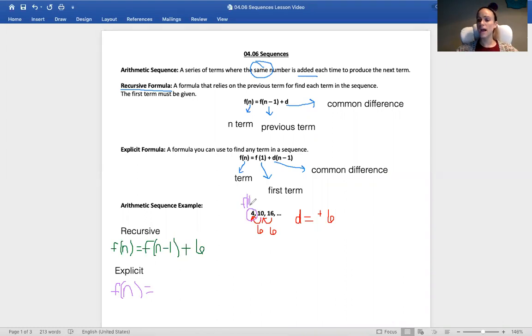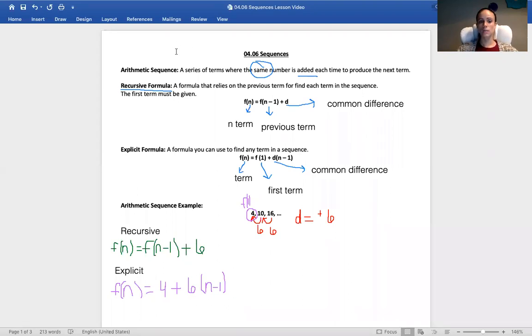So since I know that value, I want to substitute that value in. So I'm not going to write f of 1. I'm going to write the value of f of 1. My first term is 4. Then plus our d, plus our common difference, which we found was 6. And then this multiplying by the quantity of n minus 1 stays the same. Because again, I don't know what term I'm writing. This is the generic equation. All right, so we have both our recursive and our explicit formula.